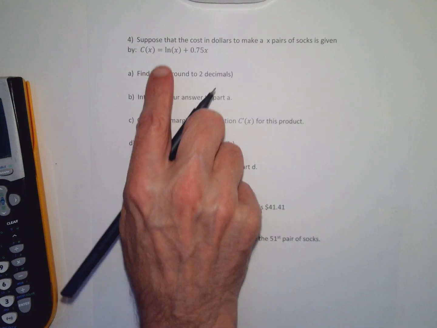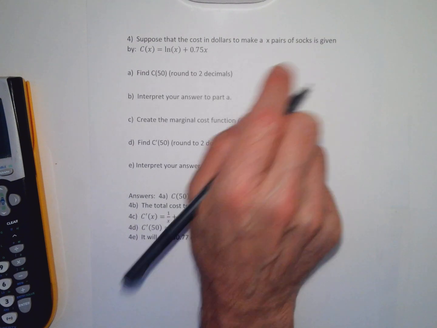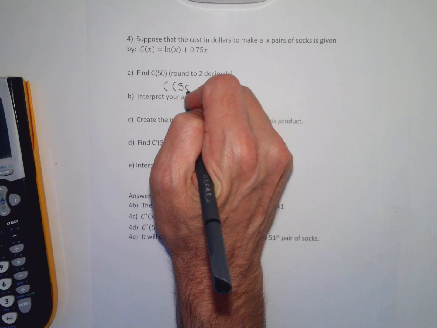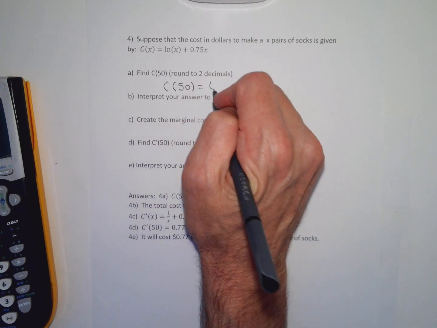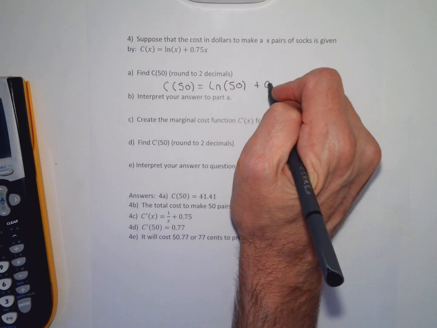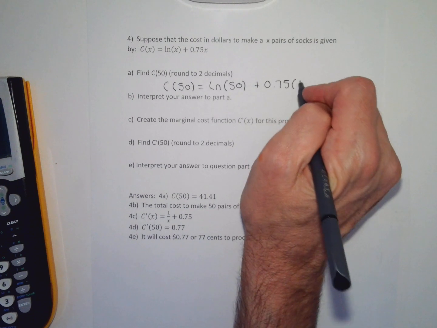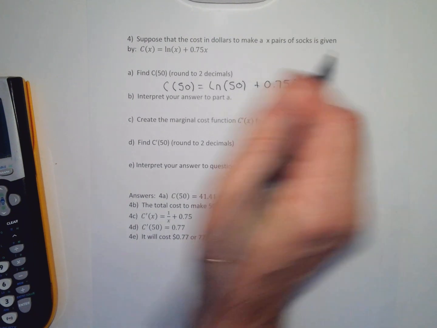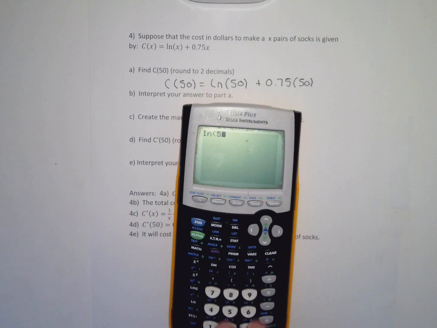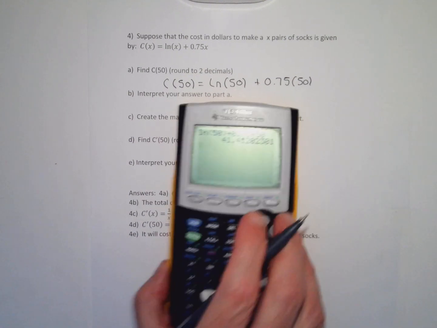So first, this is my cost function to make X pairs of socks. What is C of 50? C of 50 is the total cost to make 50 pairs of socks, and it's going to be the natural log of 50 plus 0.75 times 50. And this is a completely contrived function. I made it up just so we could do a derivative that's more interesting. So natural log of 50 plus 0.75 times 50. And I get, rounded to 2 decimals, $41.41.